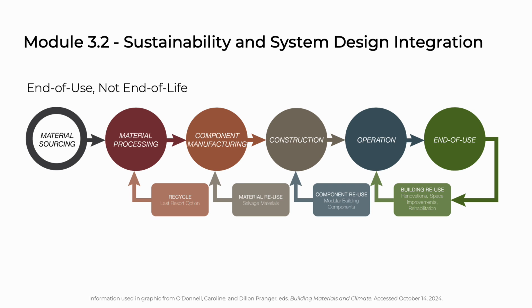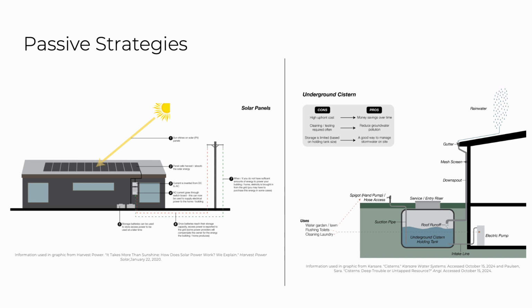This project will focus on sustainability and the use of recycled materials and sustainable strategies on site. Finding ways on site to reuse water, building materials, and sunlight are important aspects of this project. Two examples of the passive strategies used on site are solar panels and an underground cistern.